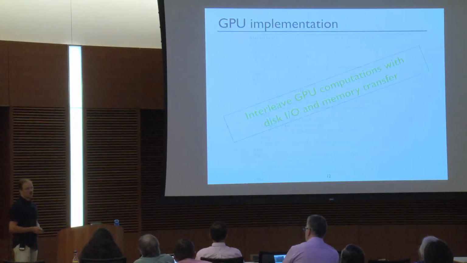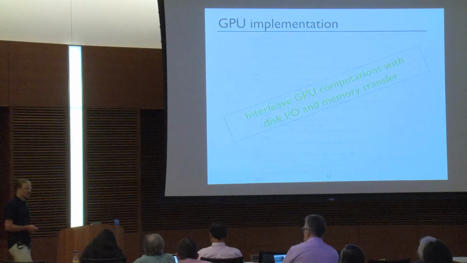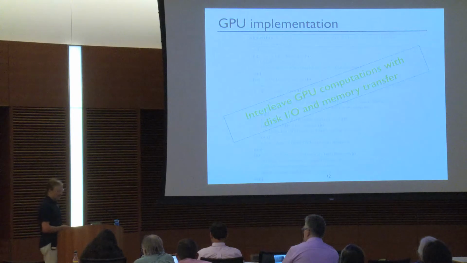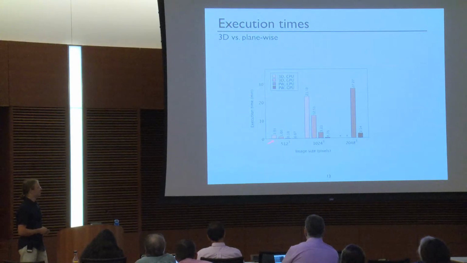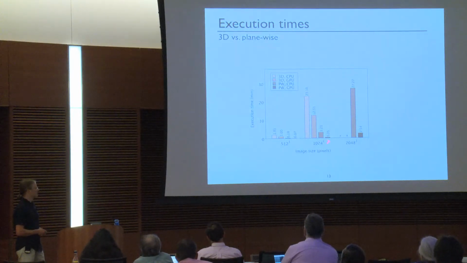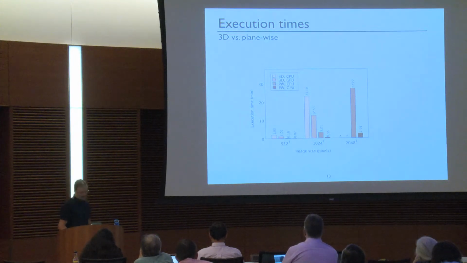This means while we are processing one plane on the GPU, the previous plane is copied back from the GPU to the main memory and saved to disk, and the next plane is loaded from disk and copied onto the GPU. This gives us a huge performance improvement. Instead of 23 minutes, we get it down to 35 seconds. And this makes it actually compatible with real-time processing.